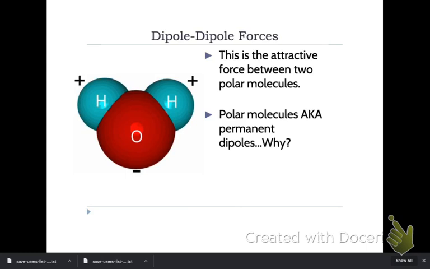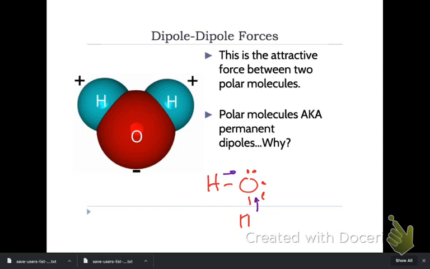The next force are dipole-dipole forces. And these are really strong. These are the force of attraction between two polar molecules, and polar molecules are called permanent dipoles because they are always polar. And so this is a water molecule, and we looked at that example before. Hydrogen is always less electronegative than oxygen, and hydrogen is always going to kind of lose its electrons to the oxygen side. So oxygen's going to command those electrons more, not completely.